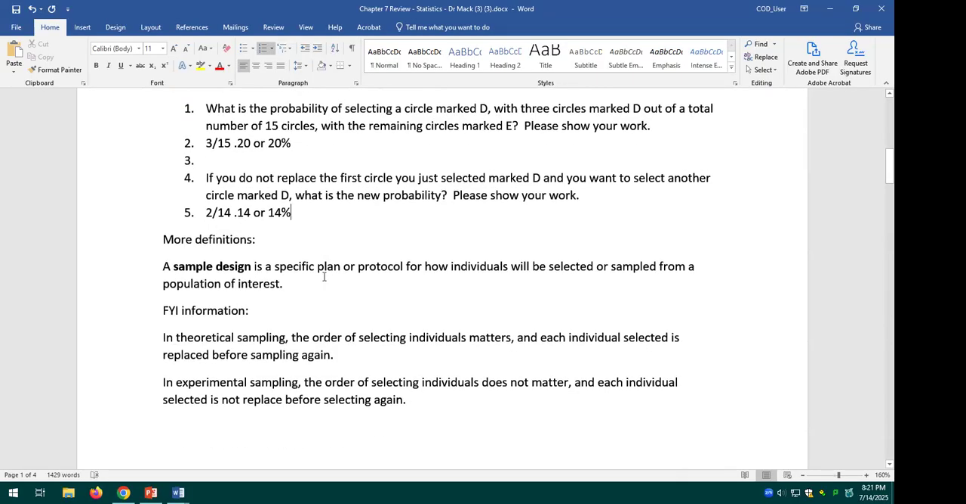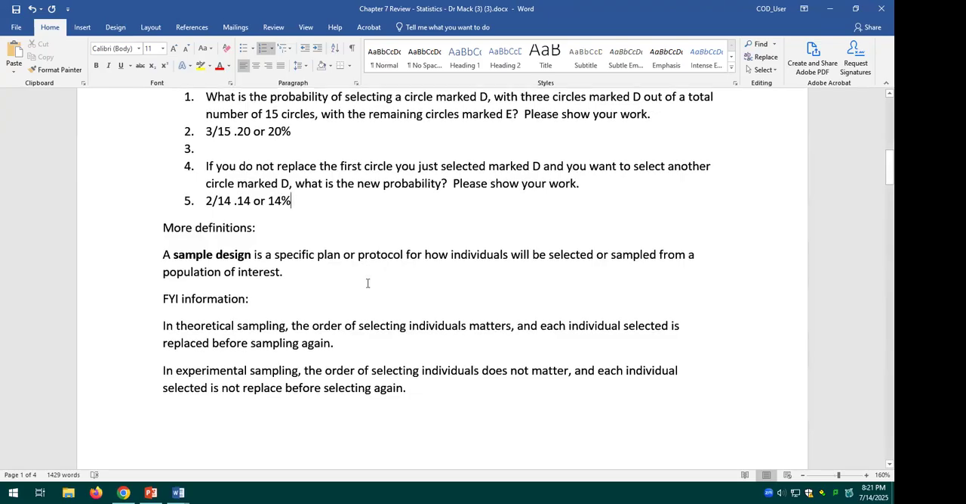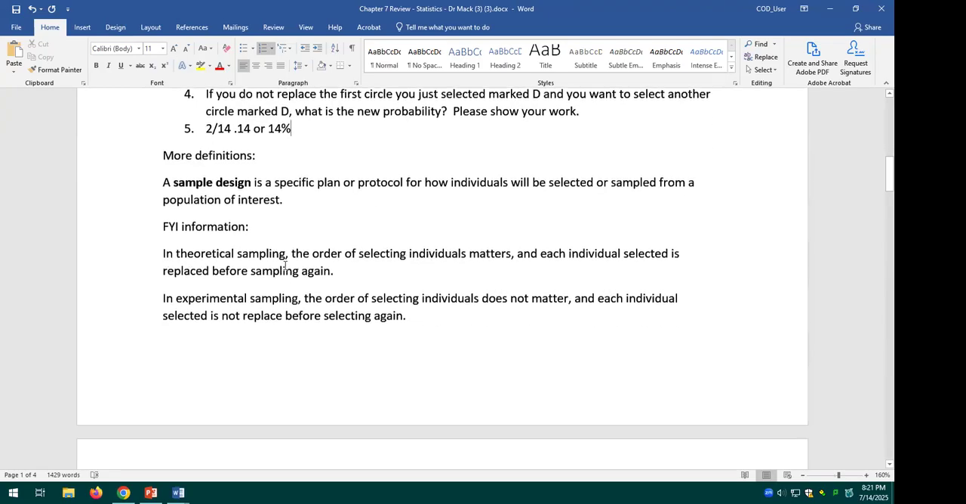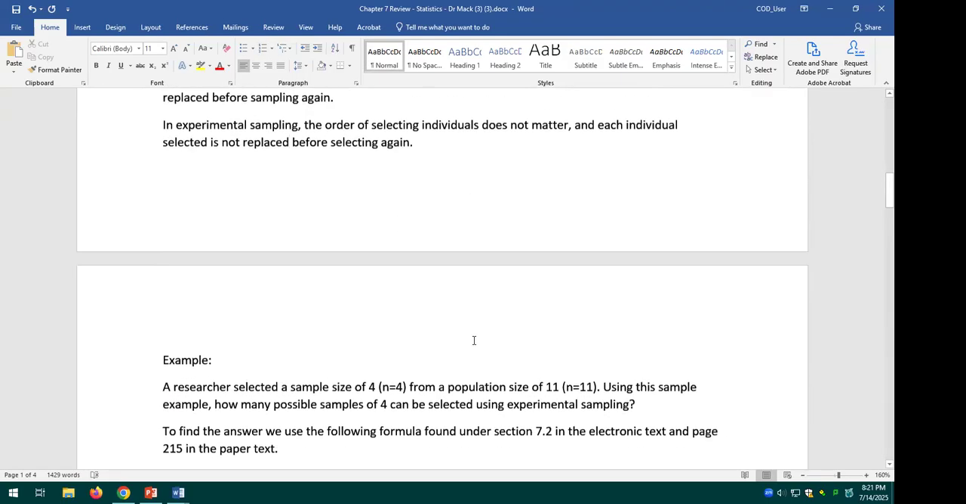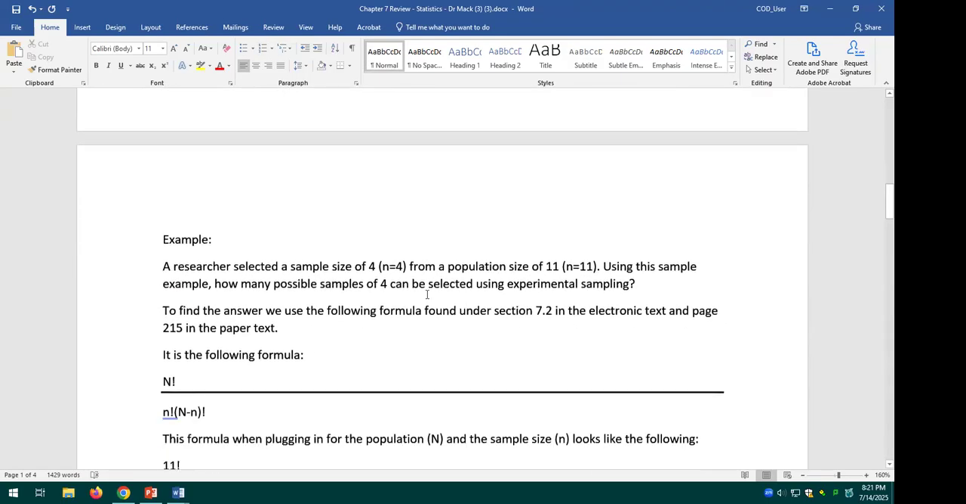So some more definitions. A sample design is a specific plan or protocol for how individuals will be selected or sampled from a population of interest. In theoretical sampling, the order of selected individuals matters, and each individual selected is replaced before sampling again. In experimental sampling, the order of selected individuals does not matter, and each individual selected is not replaced before selecting again.